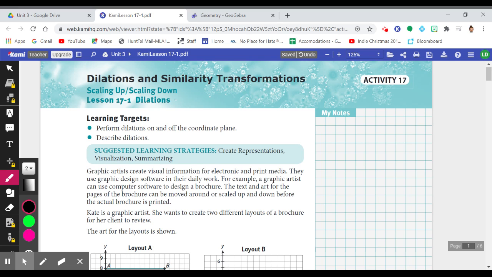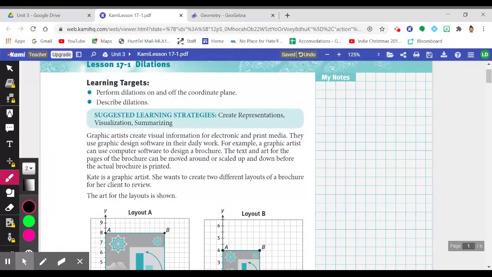Well, hello and welcome. We are on activity 17. We are going to be studying, as the title suggests, dilations and similarity transformations. Now, we took some time looking through some other transformations back in Unit 2. So before we go any further, let's just recall those.